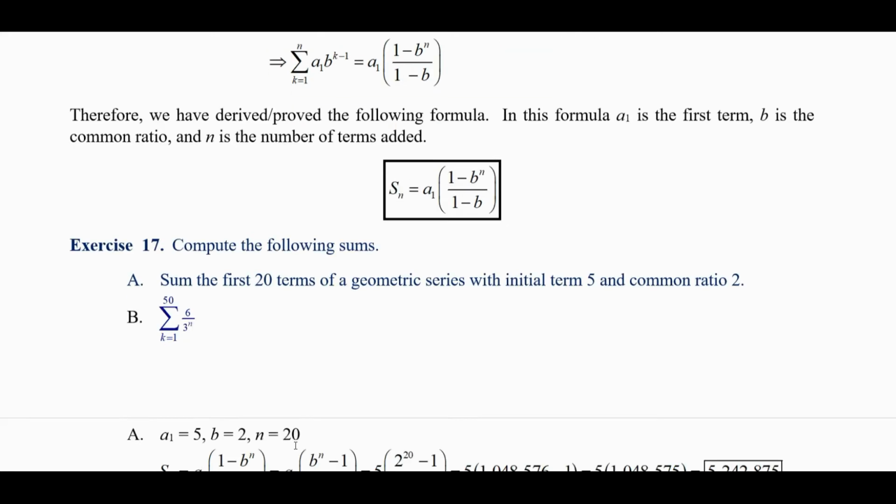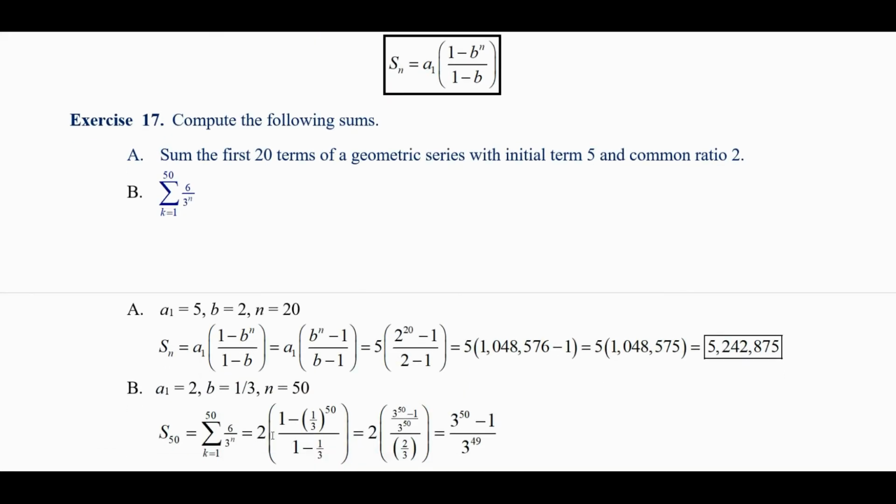Hopefully you're working these out yourself. So these are pretty straightforward once you just identify everything. So this one says it's a geometric series, so we're going to use the formula that we just came up with. There are 20 terms, so that's n. The initial term is 5, that's A1.